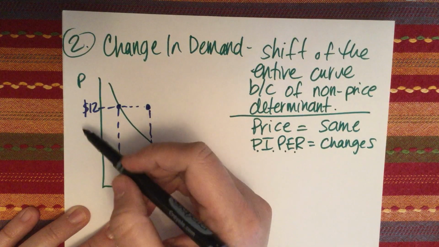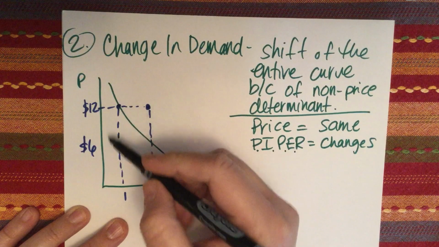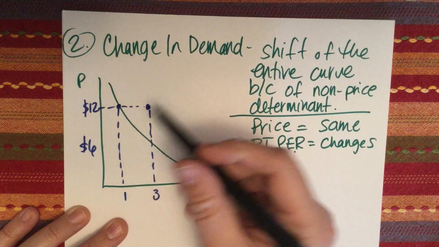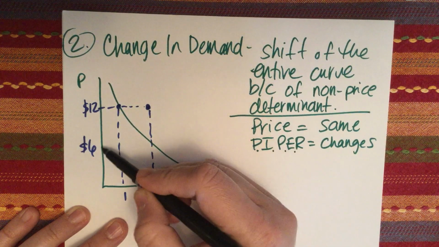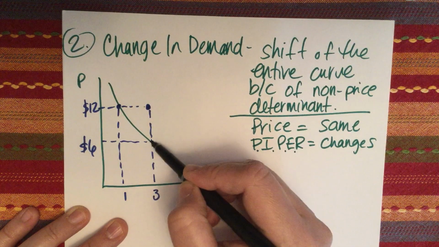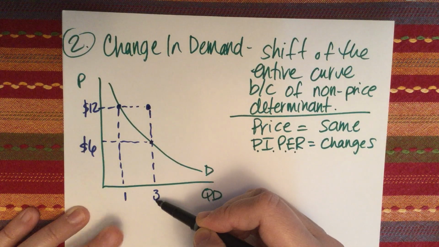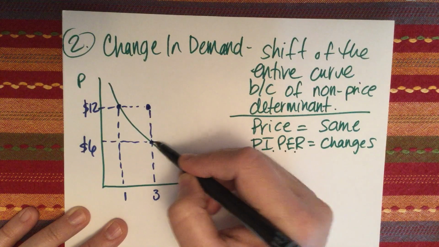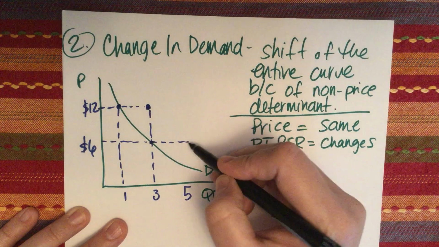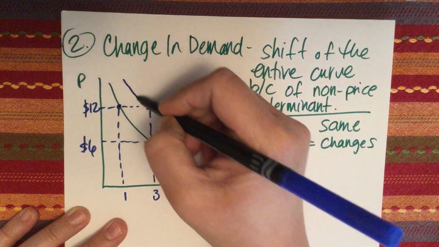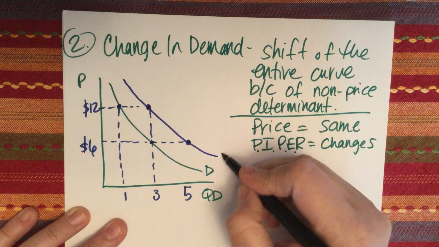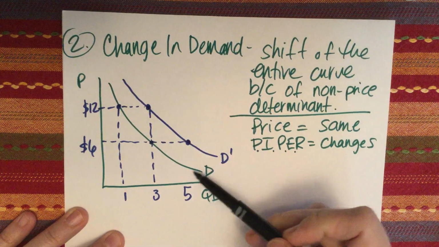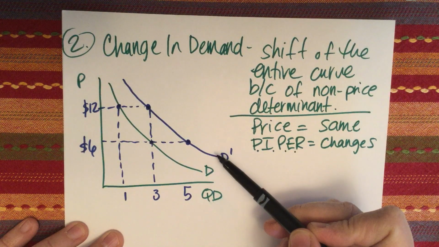So at $6, before, that is when I was purchasing 3 pairs of socks. And so at $6, then maybe I'm going to be willing to buy 5 pairs of socks now. And so if I plot these new points and connect them, my new curve is going to have seemingly shifted to the right.